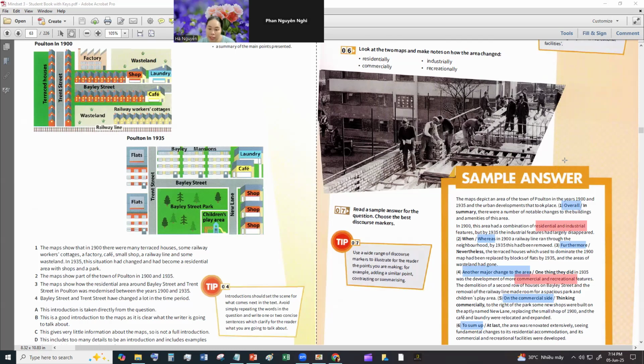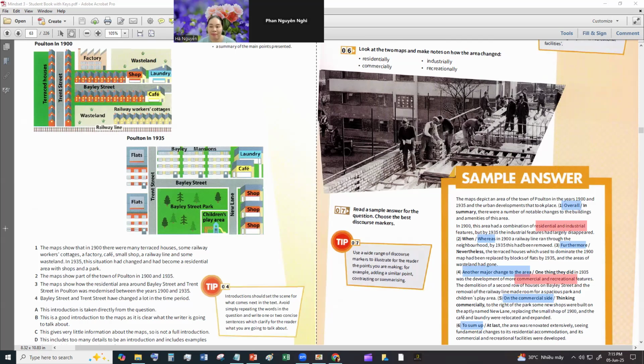Okay, so for example, you can use whereas, furthermore, another major change on the commercial side. So those are very suitable language to use in the report. So good job, you finished this task well. Do you have any questions about this task?